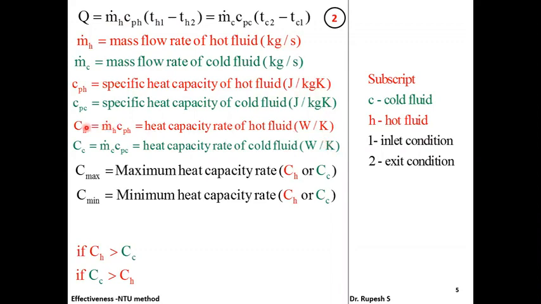Now, the larger value of Ch and Cc is termed as Cmax, which is the maximum heat capacity rate. It can be Ch or Cc depending on the value of mass flow rate and specific heat capacity of the fluid. Cmin is the minimum heat capacity rate, which is the minimum value among Ch and Cc. Now, equation 2 can be represented in terms of heat capacity rates of the fluid. It is given by equation number 3, that is Ch into Th1 minus Th2 is equal to Cc into Tc2 minus Tc1.